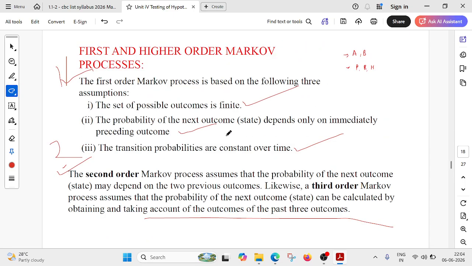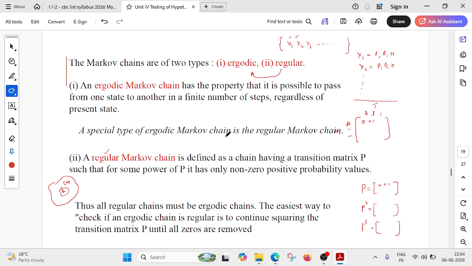That's what I was telling you previously. A special type of ergodic Markov chain is a regular Markov chain. A regular Markov chain is defined as a chain having a transition matrix such that for some power of P, it has only non-zero positive probability values. Thus, regular chains must be ergodic chains.